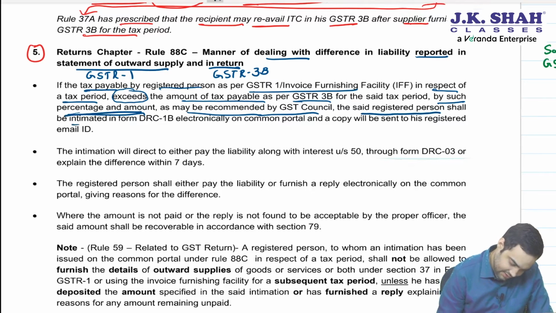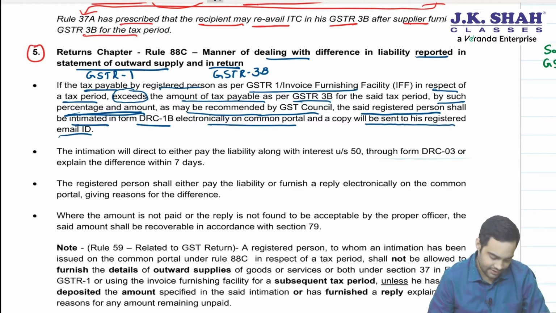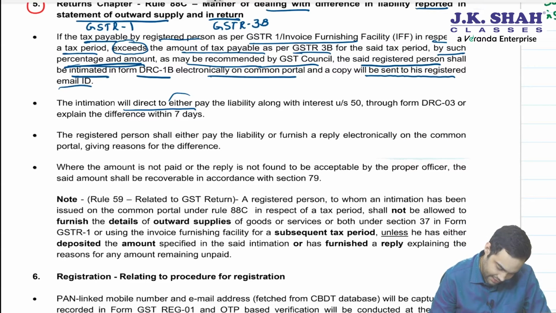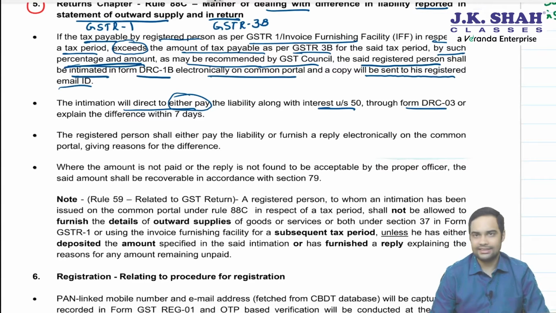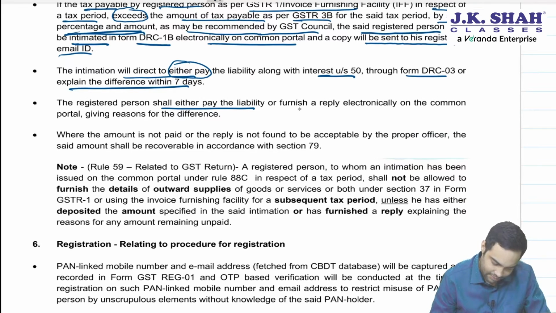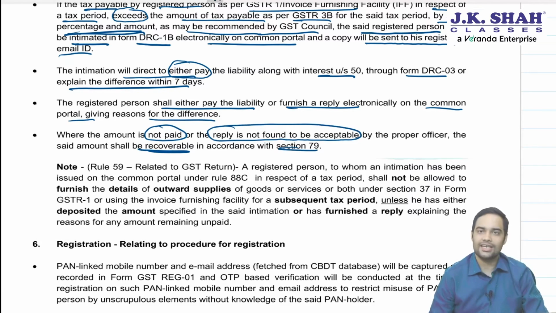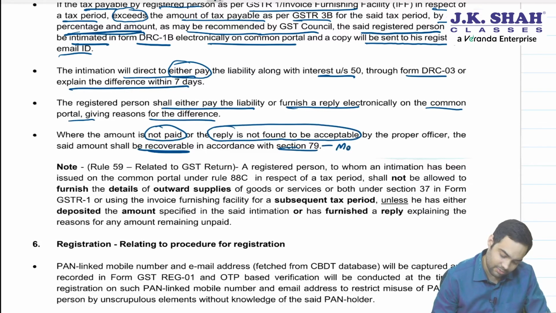The said registered person shall be intimated through form DRC-1B electronically on the common portal, and a copy will be sent to his registered email ID. The intimation will direct to either pay along with interest through DRC-03, which is a separate form for payment of self-assessed tax, or explain the difference within 7 days. The registered person shall either pay the liability or furnish a reply electronically on the common portal giving the reason for the difference. Where the amount is not paid or the reply is not found to be acceptable, the amount shall be recoverable under 79. And you know the modes of recovery. There are various modes of recovery which can be used by the officer under section 79.